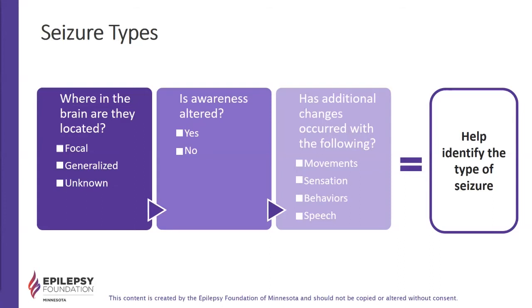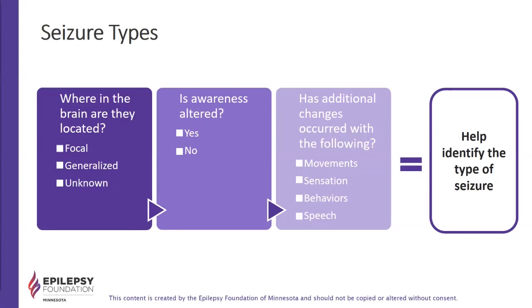Secondly, is the person's awareness altered? For some types of seizures, the person will remain aware throughout the seizure. And there are other types during which the person will not be aware and would not know what's going on while they're having their seizure. And then finally, have any additional changes occurred to the person's movements, their sensations? Are their behaviors altered, or is their pattern of speech altered during the seizure?